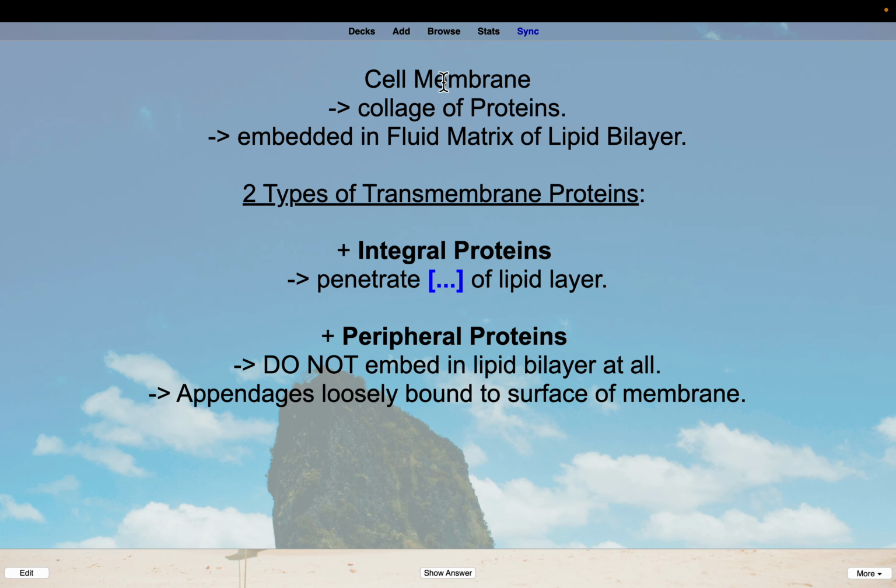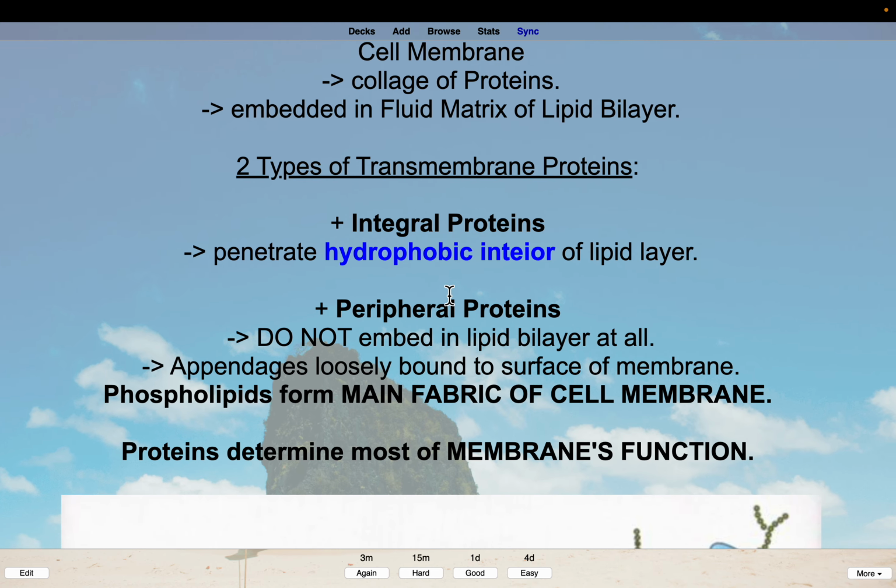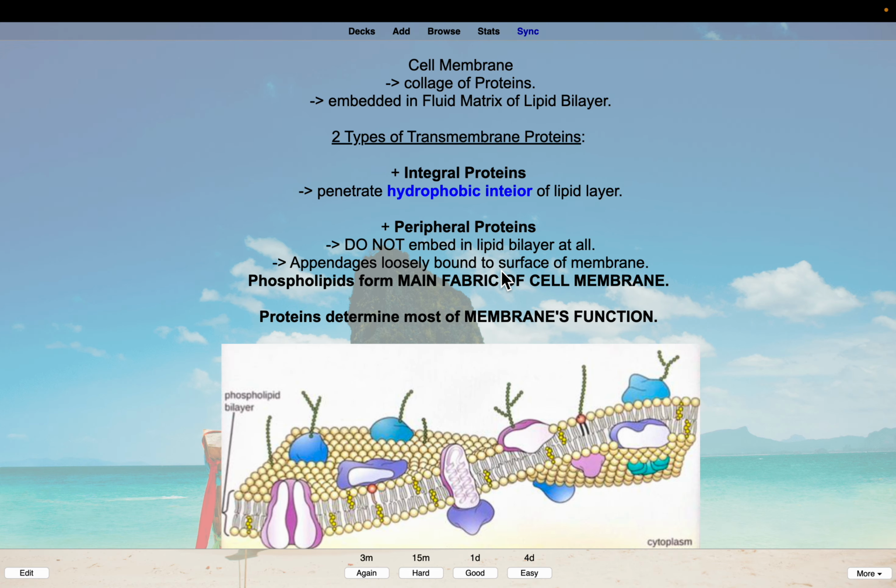The cell membrane, again, in another perspective, is a collage of proteins embedded in a fluid matrix of the lipid bilayer. There are two types of transmembrane proteins, integral and peripheral. Integral proteins penetrate the hydrophobic interior of the lipid layer.